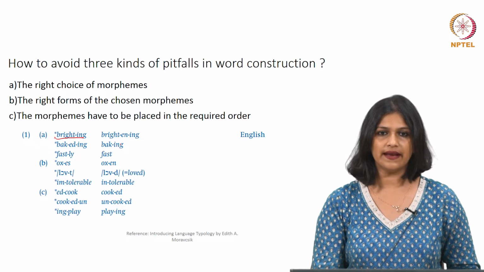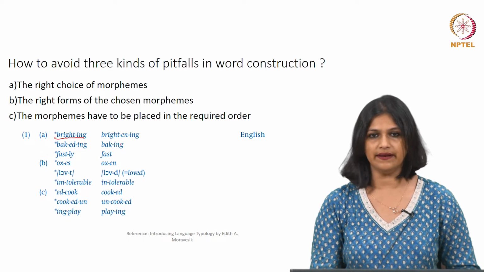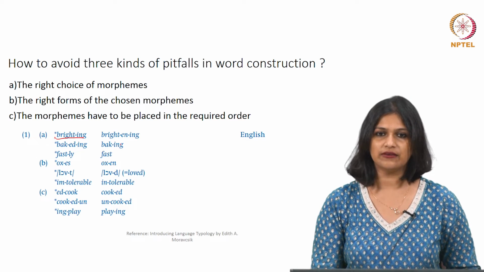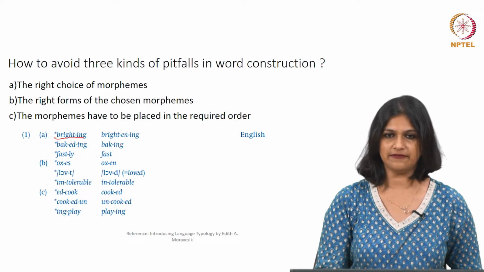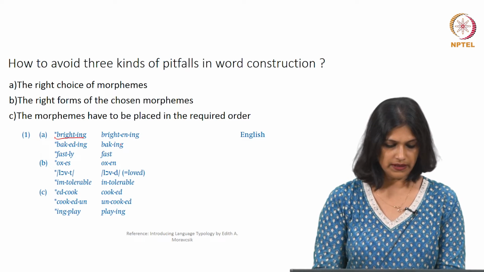You have chosen the plural morpheme, fine, absolutely fine, no problem about it. Ox is a singular noun, and by adding a plural marker you will make it plural, that is absolutely fine. But the concern here is that the plural morpheme that you have chosen, the form is wrong. So, instead of es you have to put en, then the word is going to be correct.